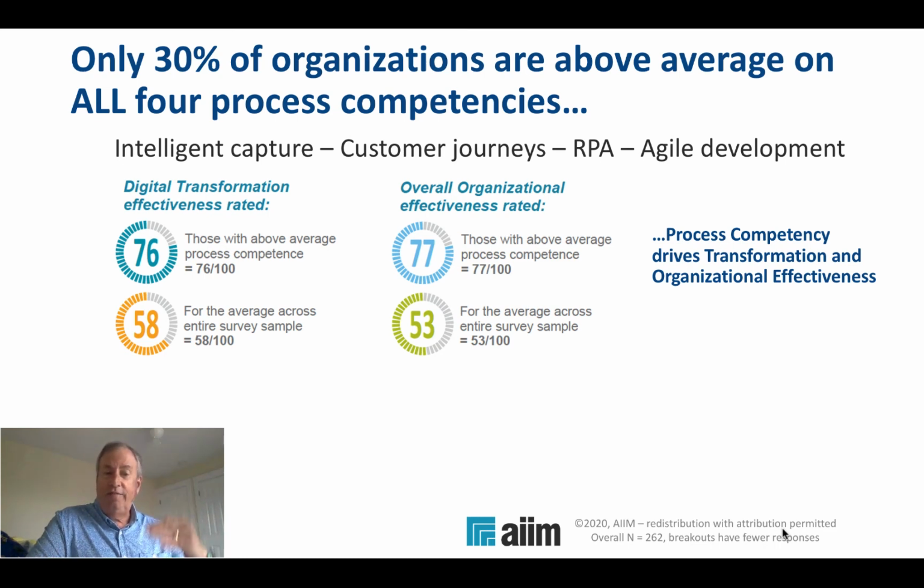And you can see very clearly that the organizations who are more mature, who are above average on all 4 of those process competencies, tend to be about 25 points more effective when it comes to their digital transformation effectiveness and their overall organizational effectiveness. So process competency drives organizational and transformational effectiveness.